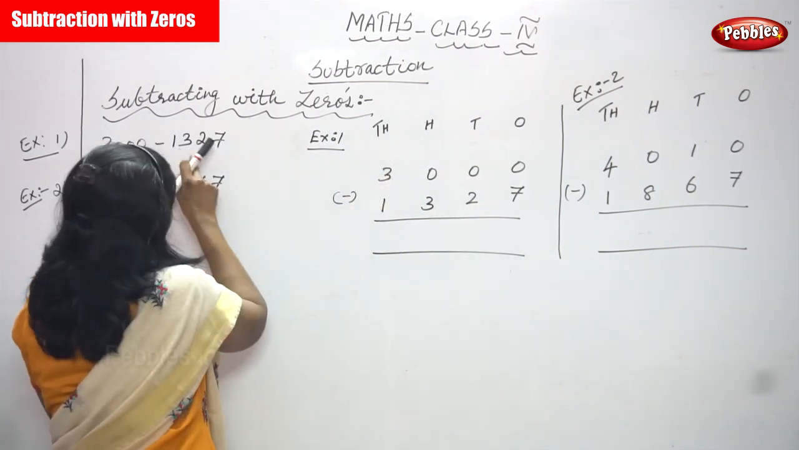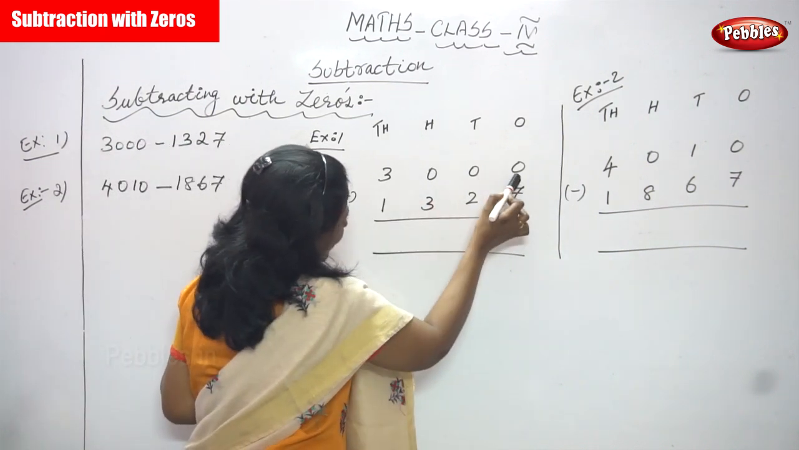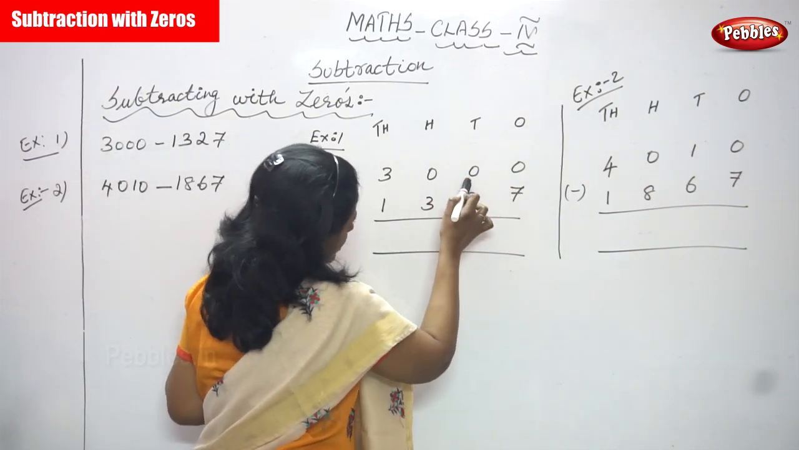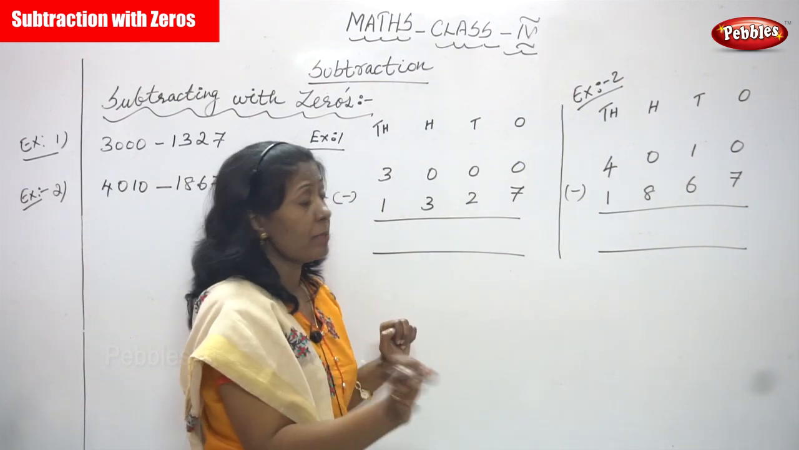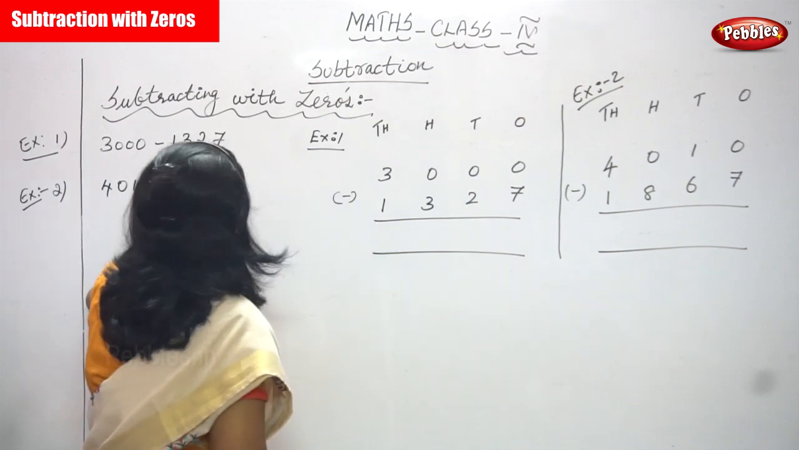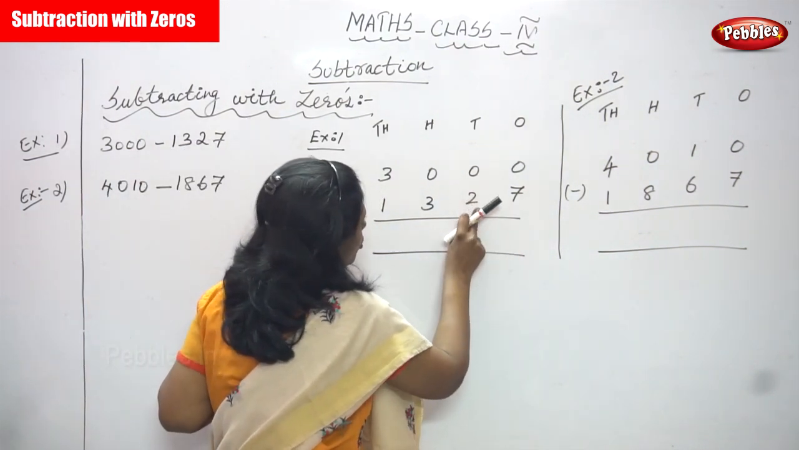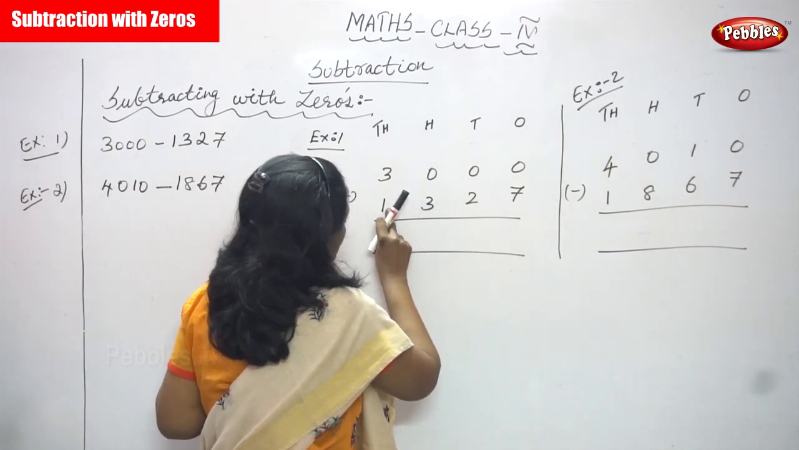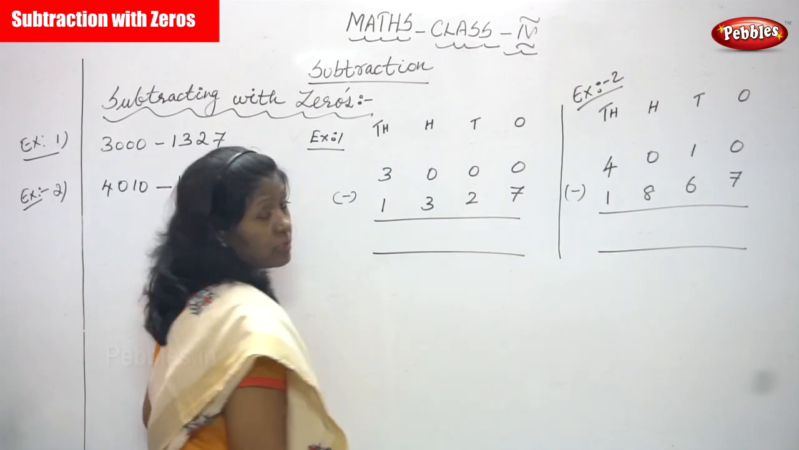So 3000 minus 1327. In 3000, ones place 0, tens place 0, 100 place 0, 1000 place 3. Next, the number 1327: ones place 7, tens place 2, 100 place 3 and 1000 place 1. So you are going to subtract. So 0 minus 7.